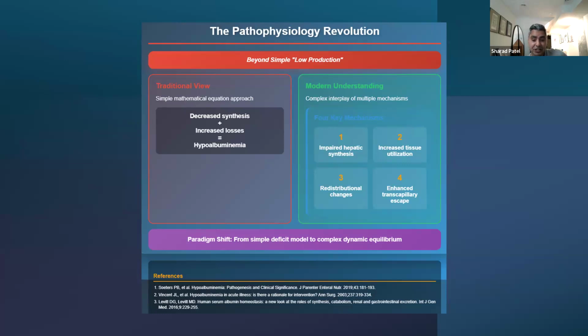There's increased tissue utilization as well in critical illness, redistributional changes. So when you're critically ill, you're chronically inflamed, there's damage to the capillary layers that keep albumin in the intravascular space. And this may be contributing as well. And there's also enhanced transcapillary escape, which I'll talk about a little bit. There's a paradigm shift from a simple deficit model to a complex dynamic equilibrium.